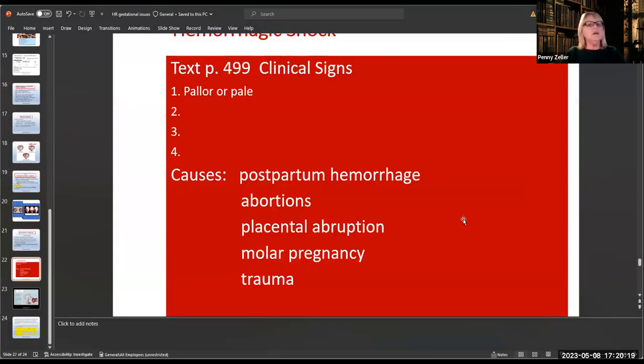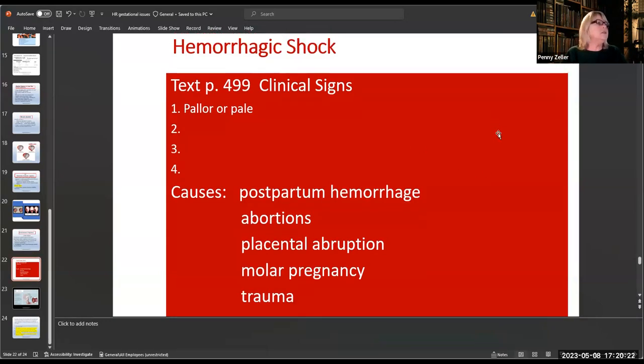So look in the text, if you didn't look at this before your quiz, for some signs of hemorrhagic shock, postpartum shock. Some causes of postpartum hemorrhage could be abortions, medical abortions that still have some content of the fetus remains. Placental abruption does cause hemorrhage. A molar pregnancy, which I think I lost that slide, and trauma. A molar pregnancy is not a true pregnancy. I missed that. I'll have to go over that a different time.